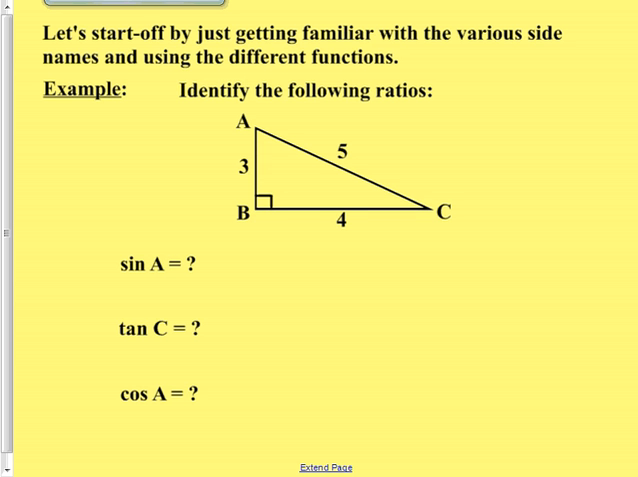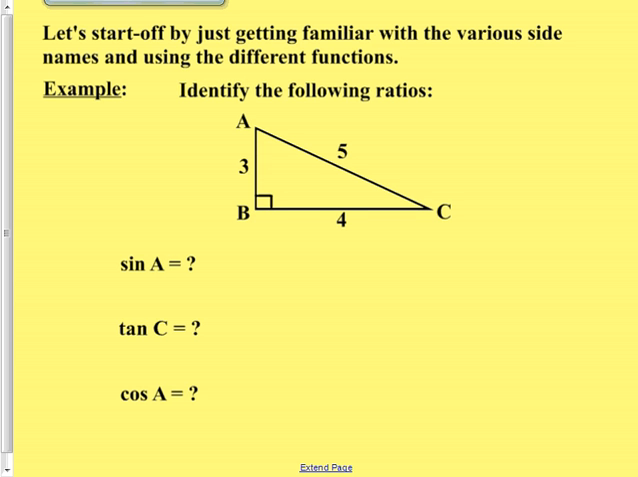So identify the following ratios. We have a right triangle, triangle ABC sitting in there, and we have all kinds of side lengths going on in triangle ABC. And then we are asked about three particular ratios. We are asked about sine from angle A, or the angle near vertex A. We are asked for tangent of the angle near vertex C, and we're asked for cosine of the angle near vertex A.